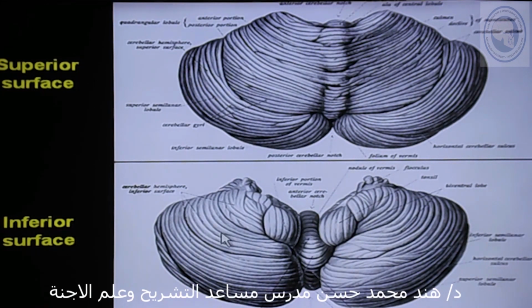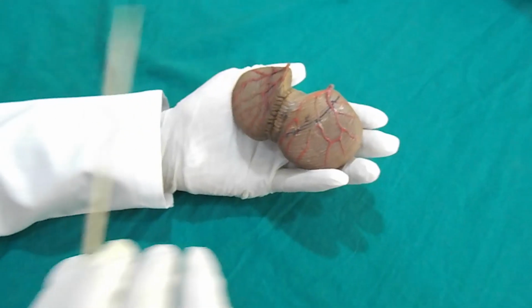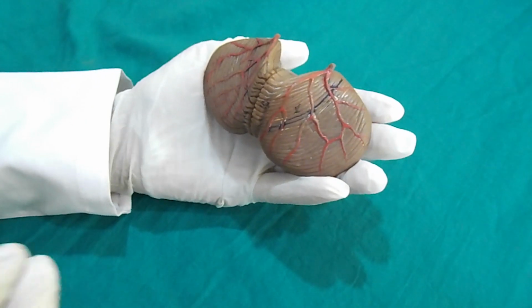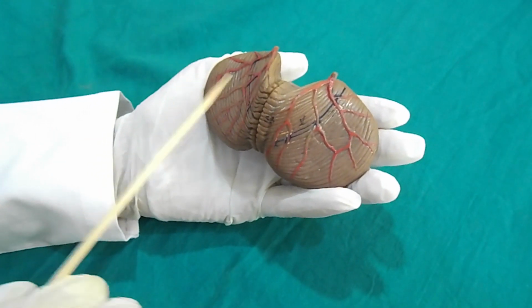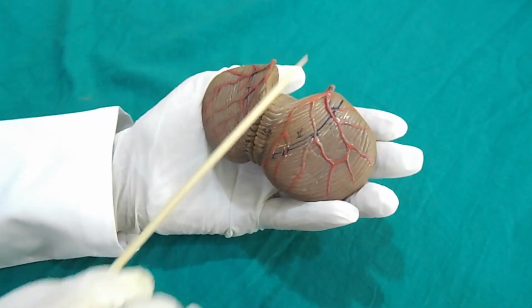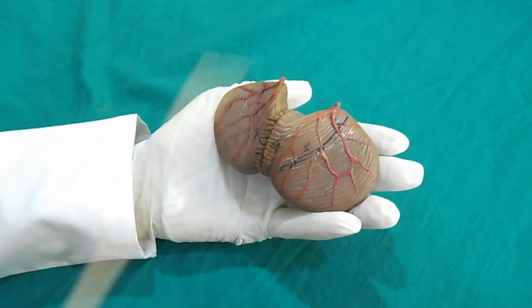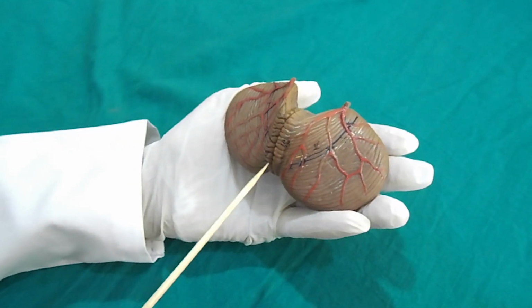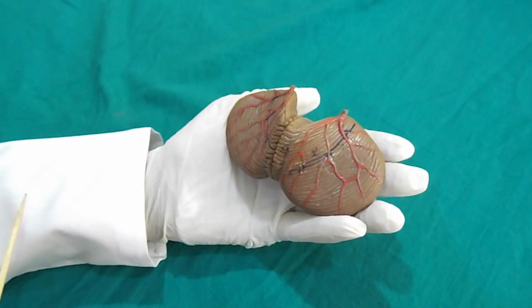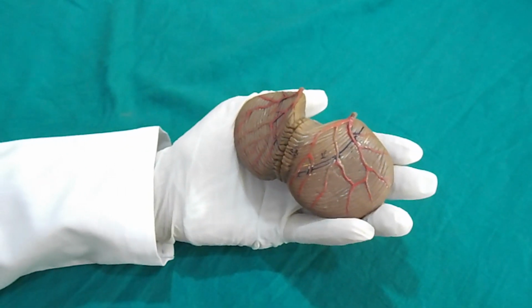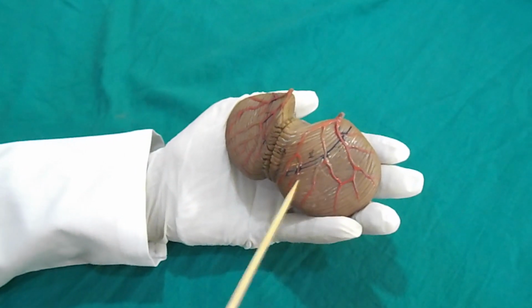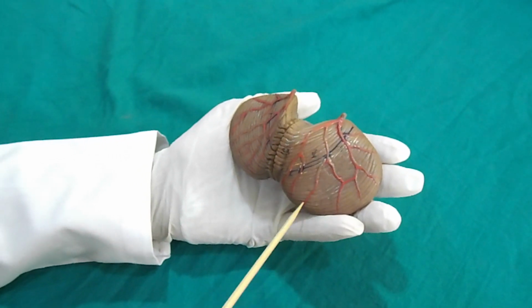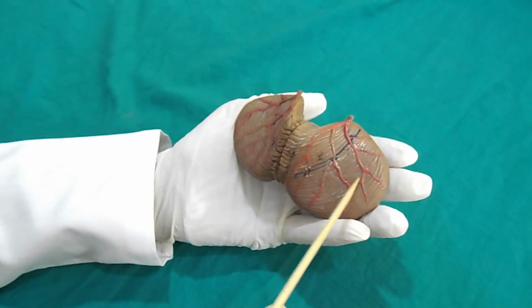So let's see a model to see the shape of the cerebellum and these external features. Look at this model. This is the cerebellum. This is composed of 2 cerebellar hemispheres and the midline portion. We are looking at the superior surface of the cerebellum. How do we know? This is the superior vermis. It is not well demarcated from the surface. Look at the surface of the cerebellum. It is divided by grooves called fissures, and the areas in between these fissures are called folia.